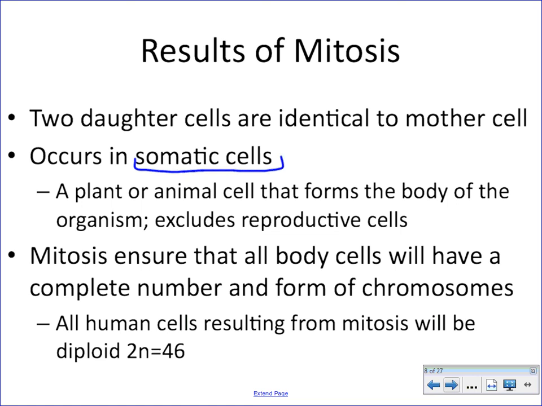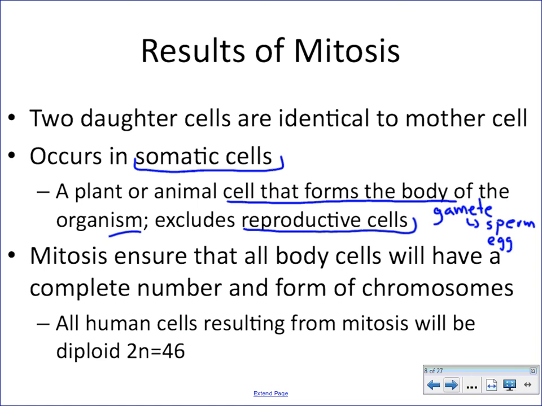Somatic cells are basically any cell that forms the body of the organism, excluding reproductive cells. Reproductive cells would be considered gamete cells. So this would be, for example, sperm in a male or eggs, or ovum, in a female. If you're not a sperm or an egg, then you're a cell that makes up the body, and you are considered a somatic cell. So liver cells, heart cells, muscle cells are all considered somatic cells.